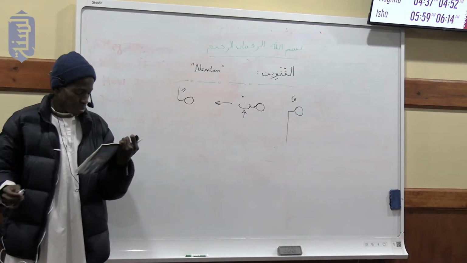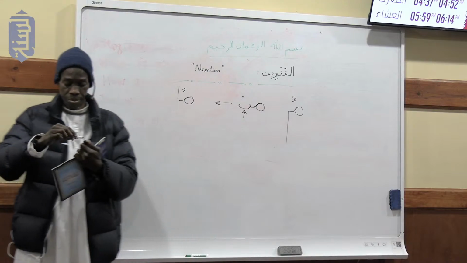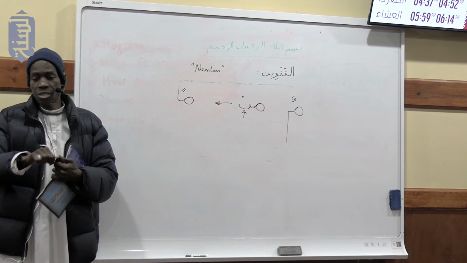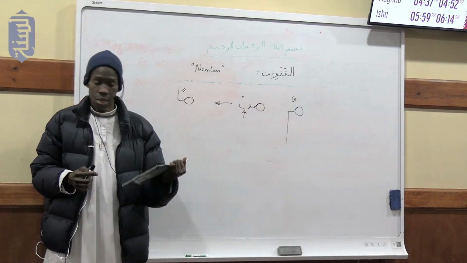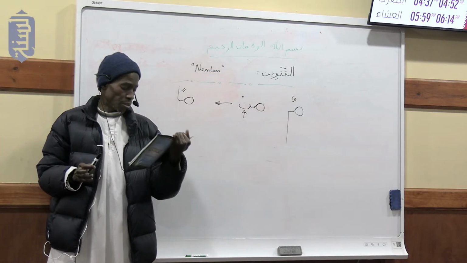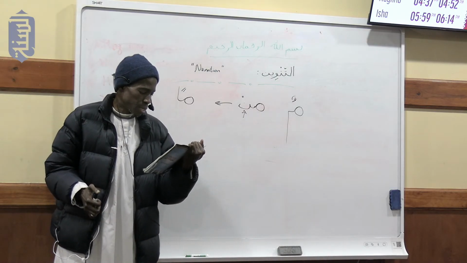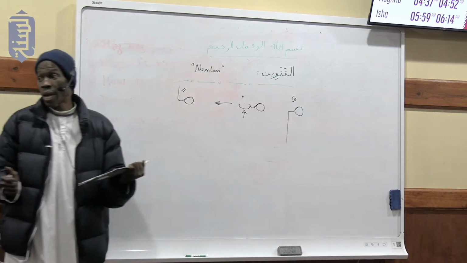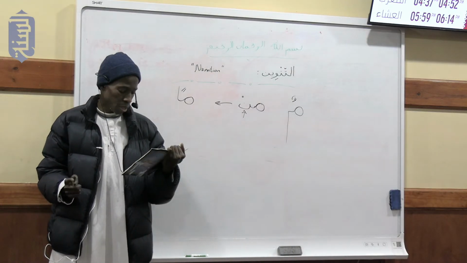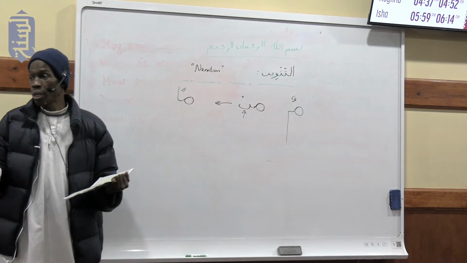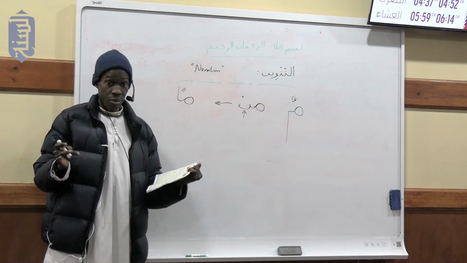Next three. Ba fathatan ban. Ba kasratan bin. Ba dhammatan bun. Ban bin bun. Do you get the flow of it, everyone? Next. Waw fathatan wan. Waw kasratan win. Waw dhammatan wun. Clear, everyone?